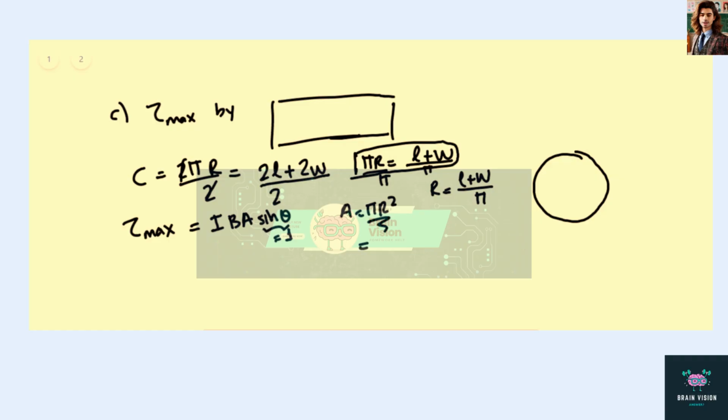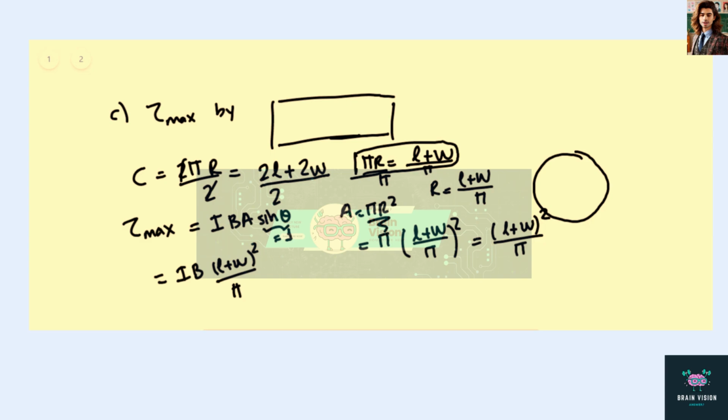Now, if you're calculating the area in terms of L and W, then what we have is L plus W over pi, squared. Since we have pi squared in the denominator, one pi is going to cancel out. What we're going to have is the length plus width squared over pi as our area of this circular loop. Now we're going to come here and put that information in I, B, and instead of A, we're putting L plus W squared over pi.